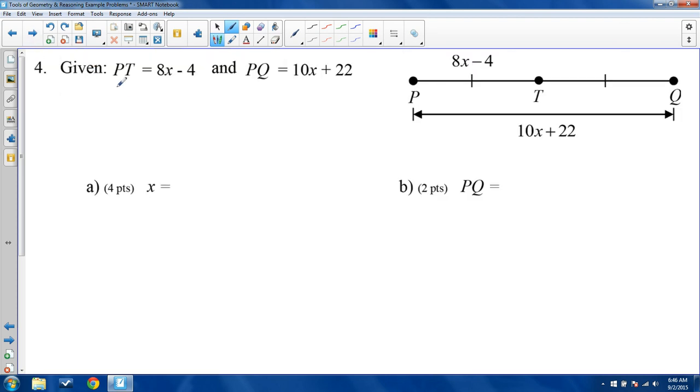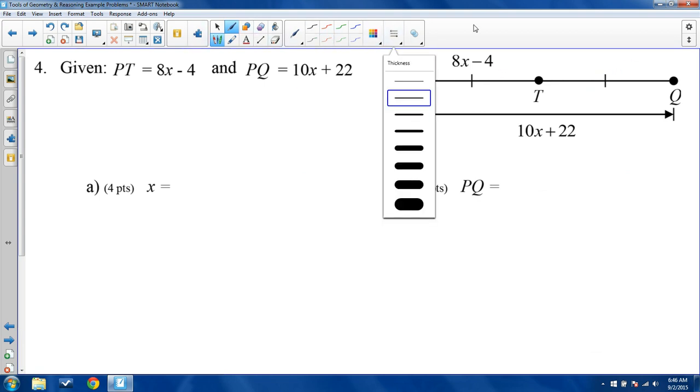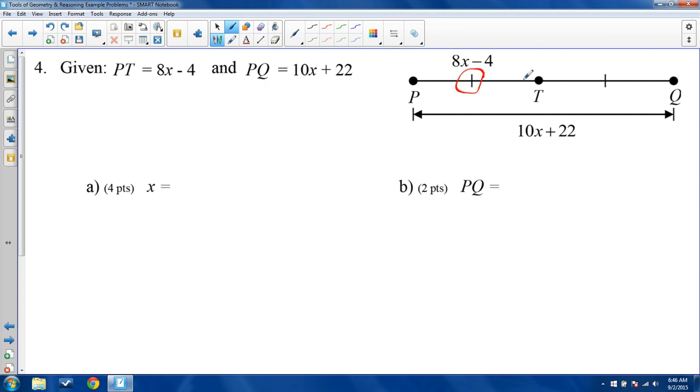Okay, number 4. You're given that the length of PT is 8x minus 4, and the length of PQ, the entire thing, is 10x plus 22. They also give you this little part right here. It's not really stated, but it's drawn. These tick marks, 1 and 1, indicate that PT is congruent to TQ. So maybe that's even a statement that I make.